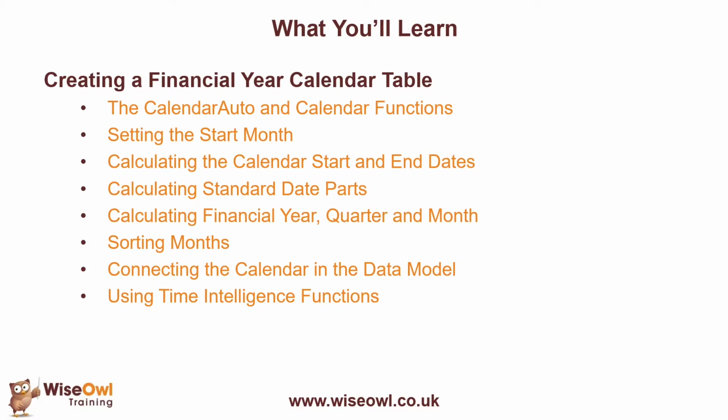We'll look at how to calculate the start and end dates for the financial year calendar, and then how to calculate standard date parts like year, quarter and month, before showing you how to adjust those to give you the financial year, quarter and month. We'll look at how you can make sure your months are sorted correctly according to the start date of your financial year, and then how you can connect the calendar to other tables in your data model before we use time intelligence functions to create measures using the calendar you've created. So let's get started.